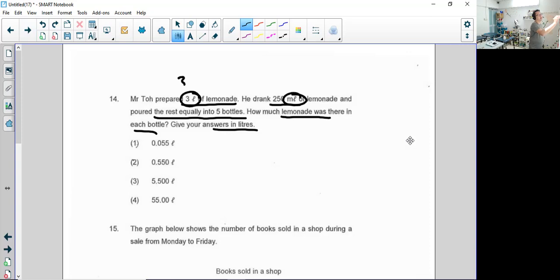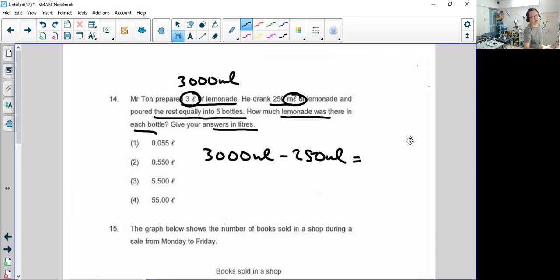So your 3 liters or 3000 ml, right? And they are whole numbers already, right? 3000 and 250, they are whole numbers. So you can easily work with whole numbers. You just have to minus another whole number. So avoid decimals because whole numbers are easier to work with. And what do you get? 3000 minus 250, you will get 2750 ml, which is the leftover.